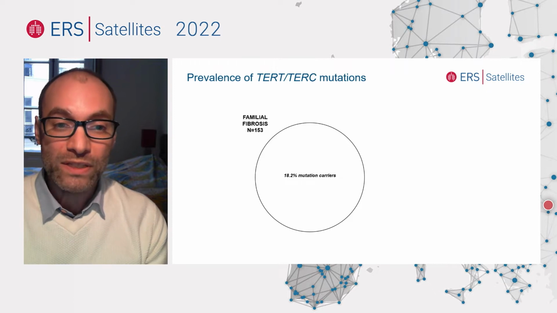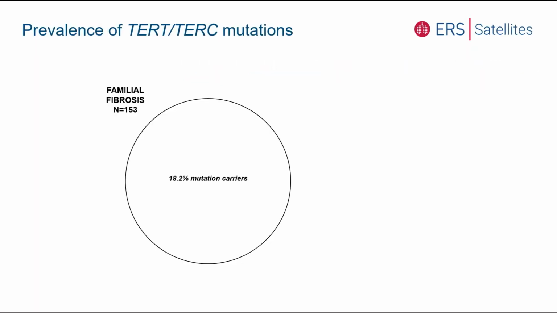Let's go back to our question. We've got a patient with familial pulmonary fibrosis. The first two telomere-related genes associated with pulmonary fibrosis were TERT and TERC, also called sometimes TR. And we are going to find a TERT or TERC mutation in 15 to 20% of these cases. And it's true whatever the cohort you are working on.